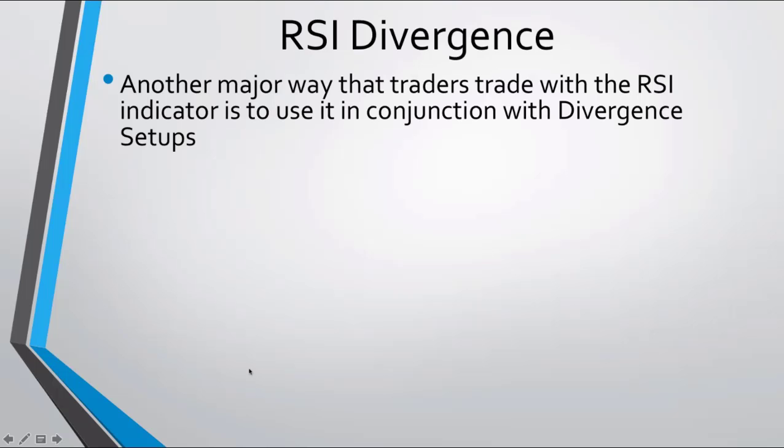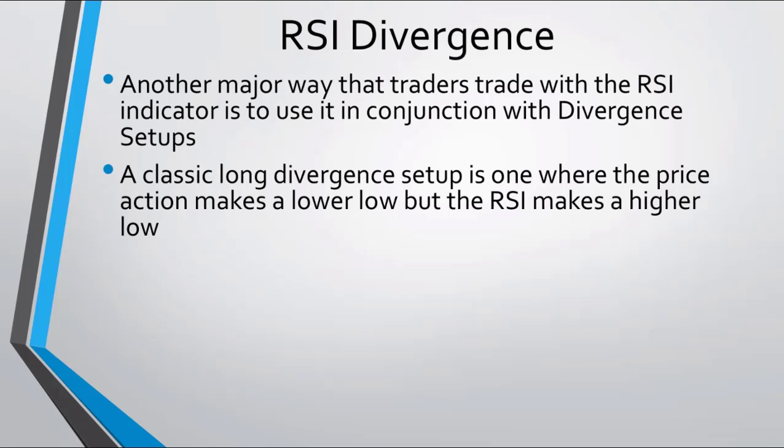So another major way that traders trade with the RSI indicator is to use it in conjunction with divergence setups. A classic long divergence setup is one where the price action makes a lower low, but the RSI makes a higher low, thereby diverging.